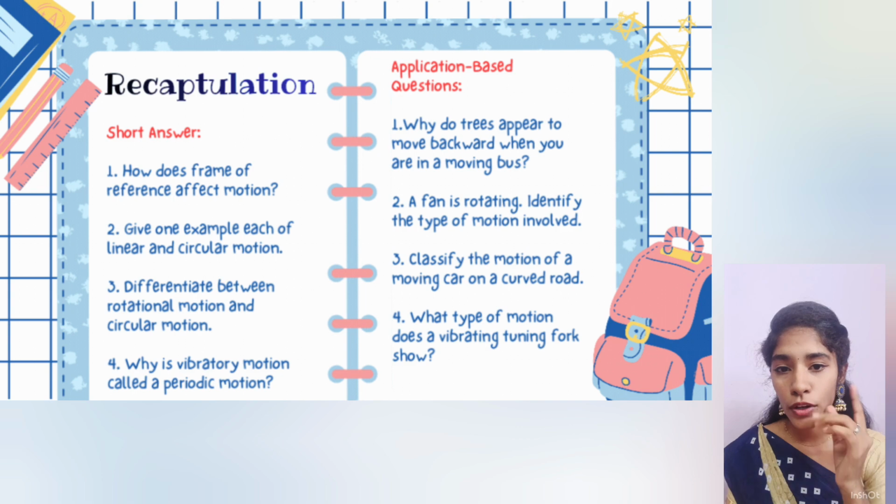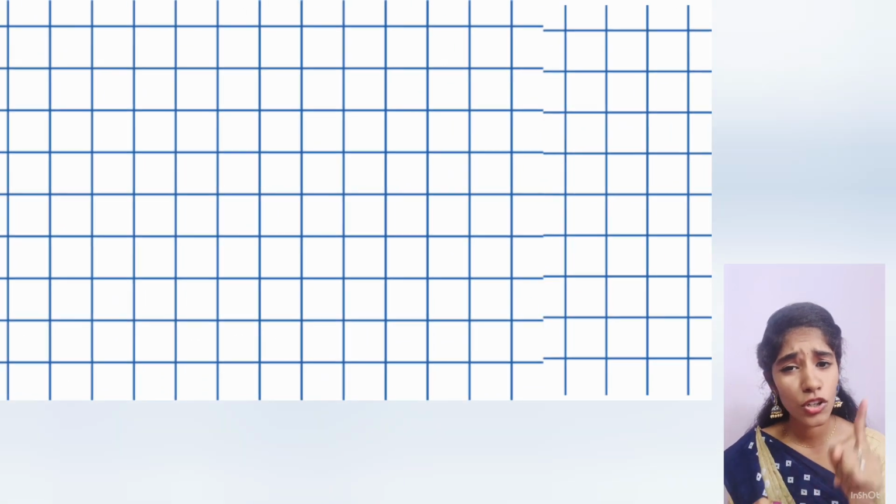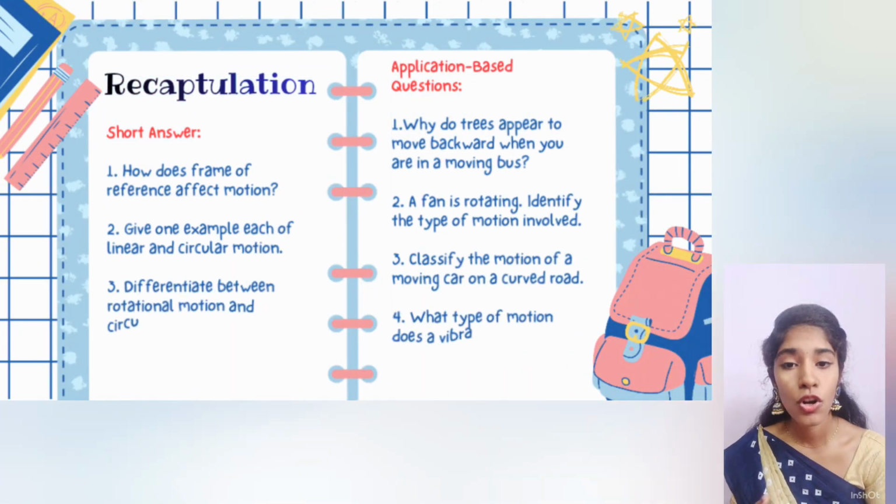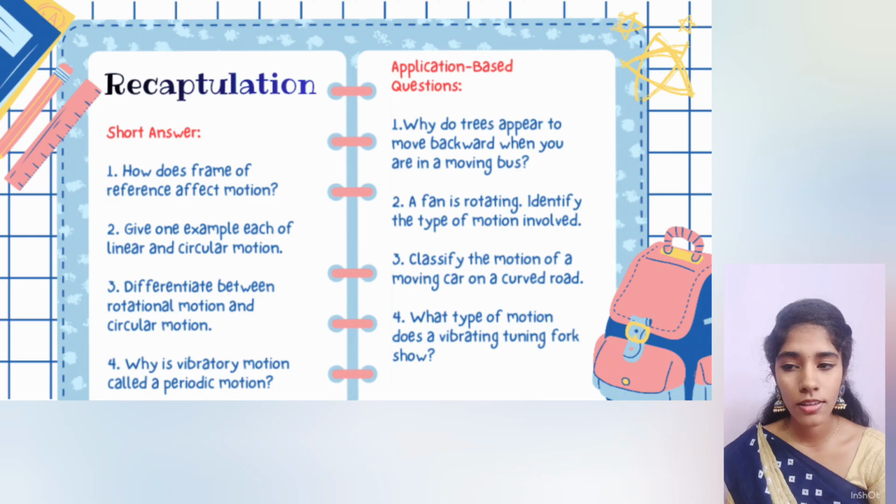Periodic motion. It is called an oscillatory motion. It is also called a periodic motion. So try to answer this question.